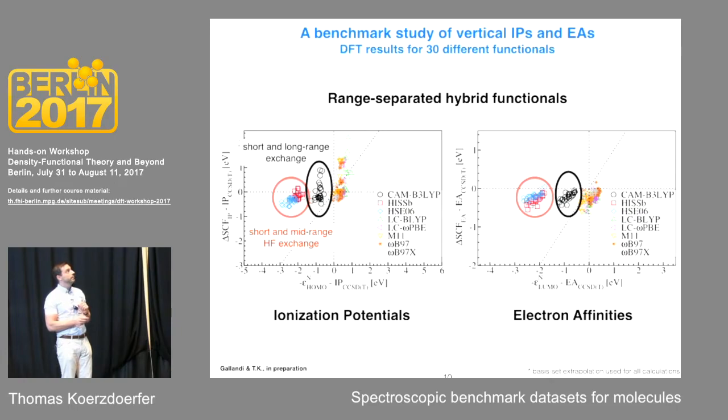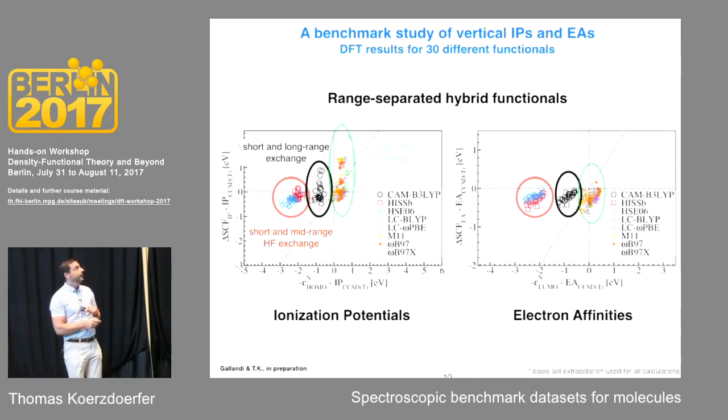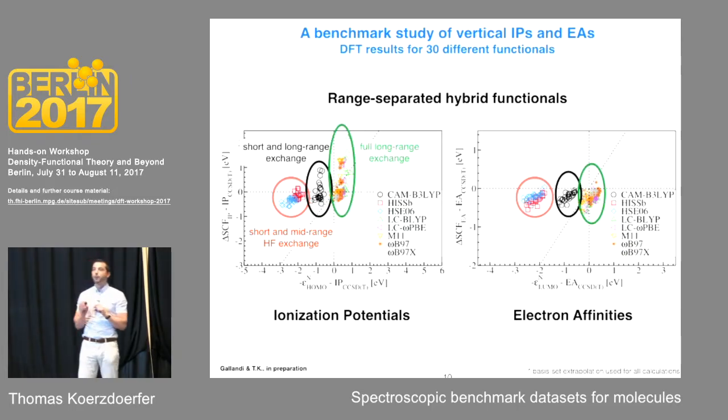This one is CAM-B3LYP. CAM-B3LYP has some percentage of exchange for short range and some percentage for long range, but no full long-range exchange. Finally, these are all functionals that have full Hartree-Fock exchange for long-range electron-electron interactions, and they work best. Okay? So quite obviously, Hartree-Fock exchange matters, and it depends on how you mix the Hartree-Fock exchange. That seems really to be important.